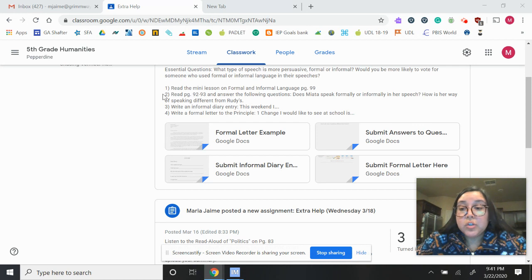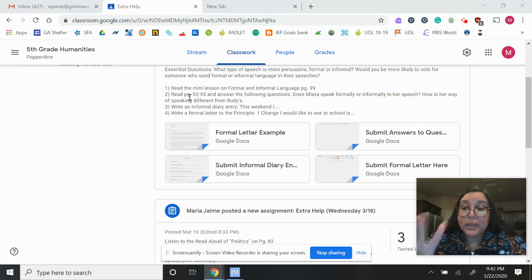The second thing you want to do is go back in your book. You're going to read pages 92 to 93, and you're going to answer two questions. Does Maeda speak formally or informally in her speech? And how is her way of speaking different from Rudy's? So those are our reading portions that we have planned for today. We have to go and read page 99 and then page 92 and 93.